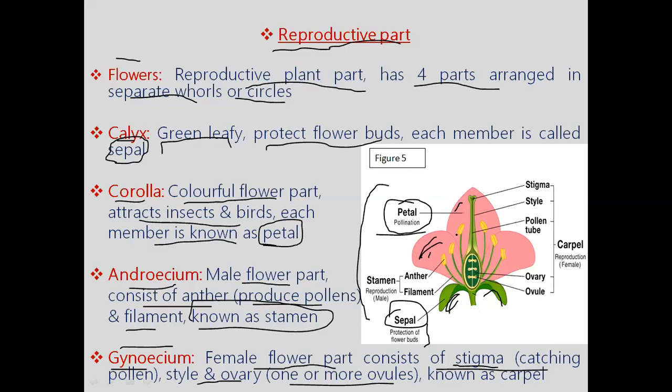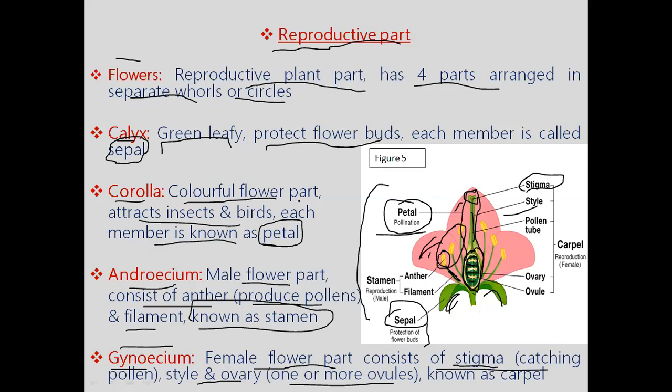Next is the androecium. You can see it consists of the anther. This yellow part is the anther, which produces pollen. This is the filament, and together they are known as the stamen. Next is the gynoecium, the female part. It consists of the stigma, and the stigma helps in catching pollen. The neck is the style, and this one is the ovary. Inside the ovary you can see ovules are present. So this is the female part of the flower.